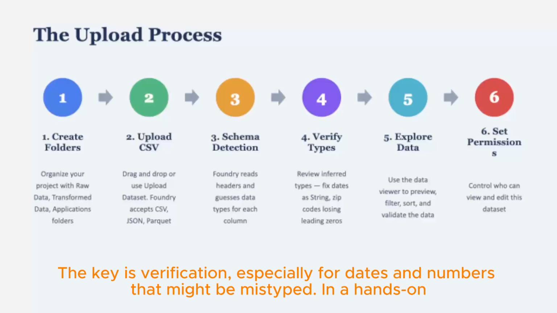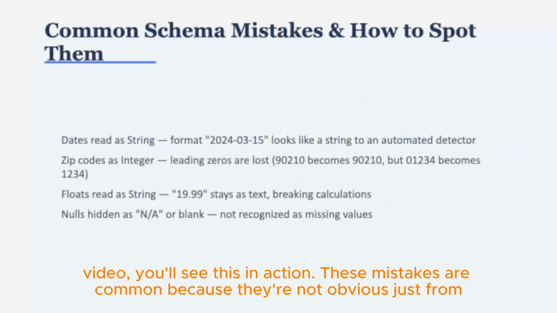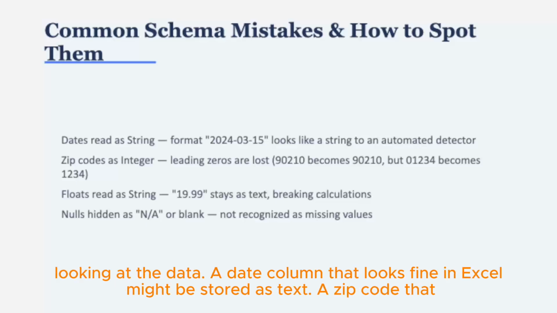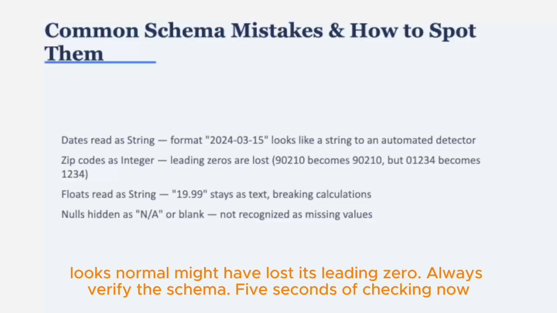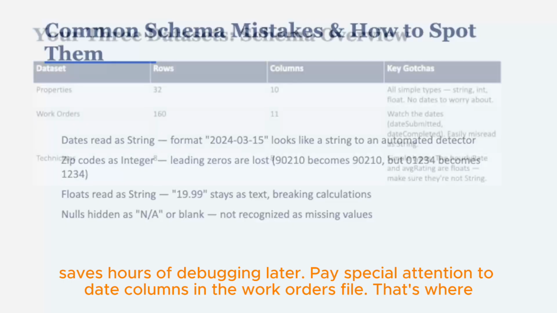The key is verification, especially for dates and numbers that might be mistyped. In a hands-on video, you'll see this in action. These mistakes are common because they're not obvious just from looking at the data. A date column that looks fine in Excel might be stored as text. A zip code that looks normal might have lost its leading zero. Always verify the schema. 5 seconds of checking now saves hours of debugging later.